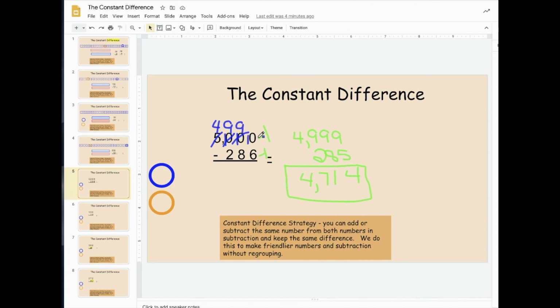10 ones. 10 ones minus 6 ones leaves me 4 ones. 9 tens minus 8 tens leaves me 1 ten. 9 hundreds minus 2 hundreds leaves me 7 hundreds. And 4,000 minus nothing is still 4,000. Ones, tens, hundreds, comma. Did I get the same answer? Yes.